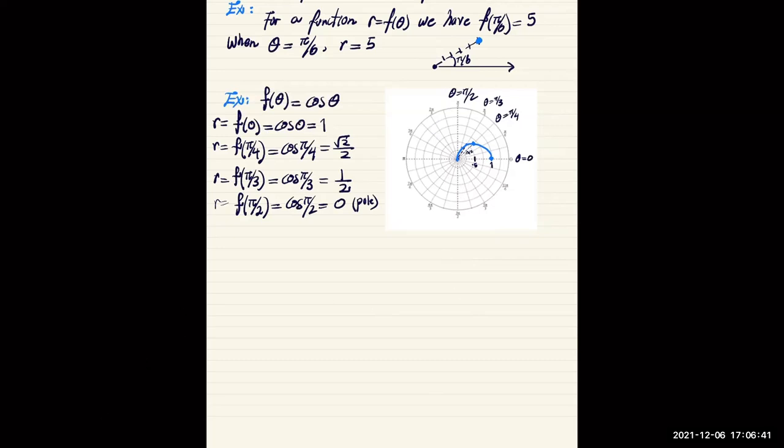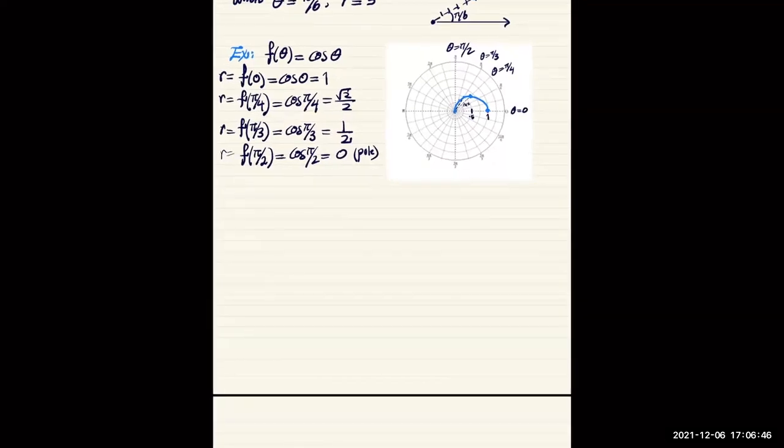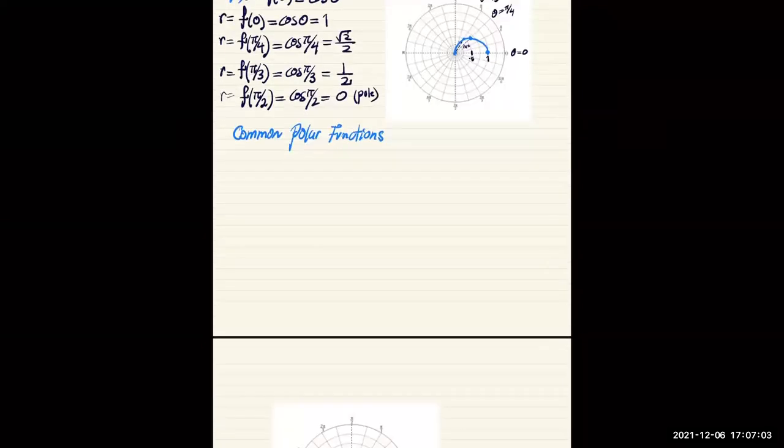Okay, so let me talk about common polar functions that you guys are going to see a lot. All right, so let's begin with the most simple polar function, r equal to some constant a, where a, assume, is positive.